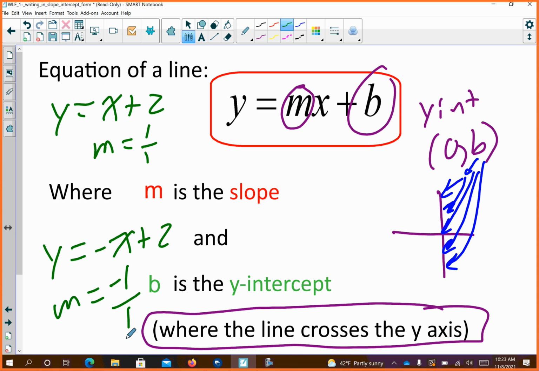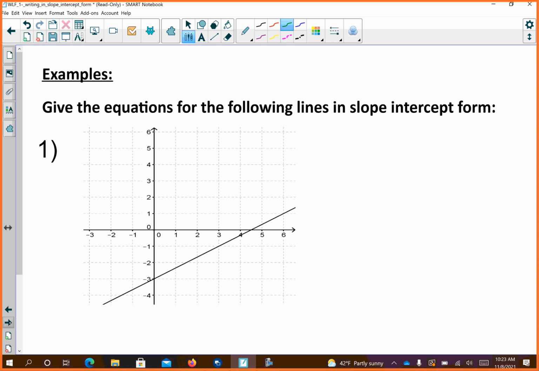All right, so the bottom looks like there's 3 graphs, right? So this looks like our first graph. Give the equation of the following line in slope-intercept form. So first thing we have to realize is slope-intercept form is y equals mx plus b. Okay? So my friends, where does this cross my y-axis?